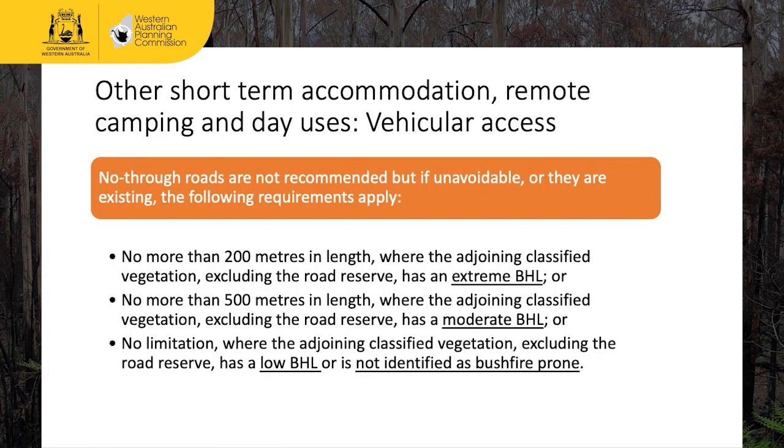For short-term accommodation, remote camping and day uses, the maximum length of no-through roads is now based on the roadside vegetation, excluding the road reserve, and the subsequent bushfire hazard level. The length of a no-through road decreases with an increasing bushfire hazard level. For example, an extreme BHL means that a no-through road should be no more than 200 metres length, but for a low BHL, there is no limitation on the road length.